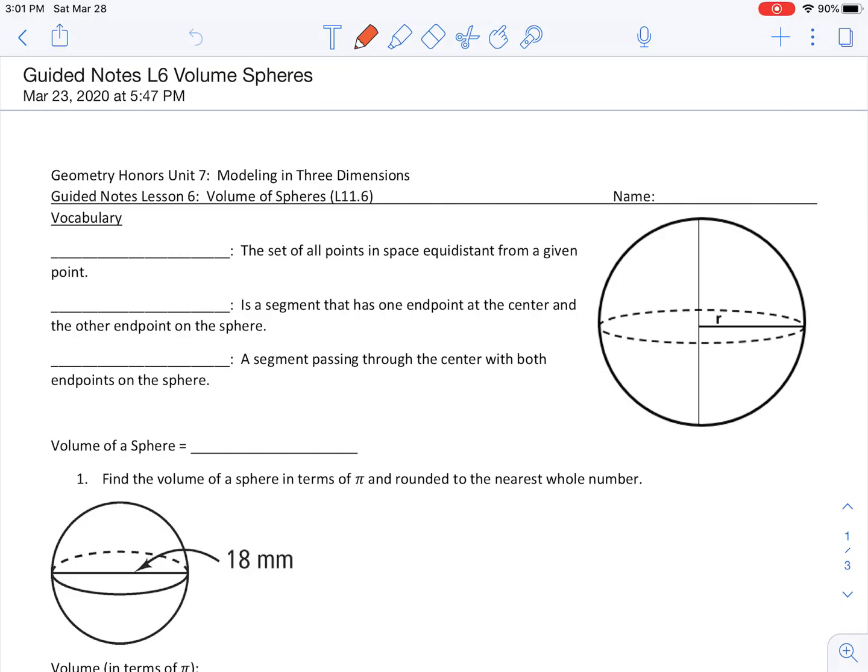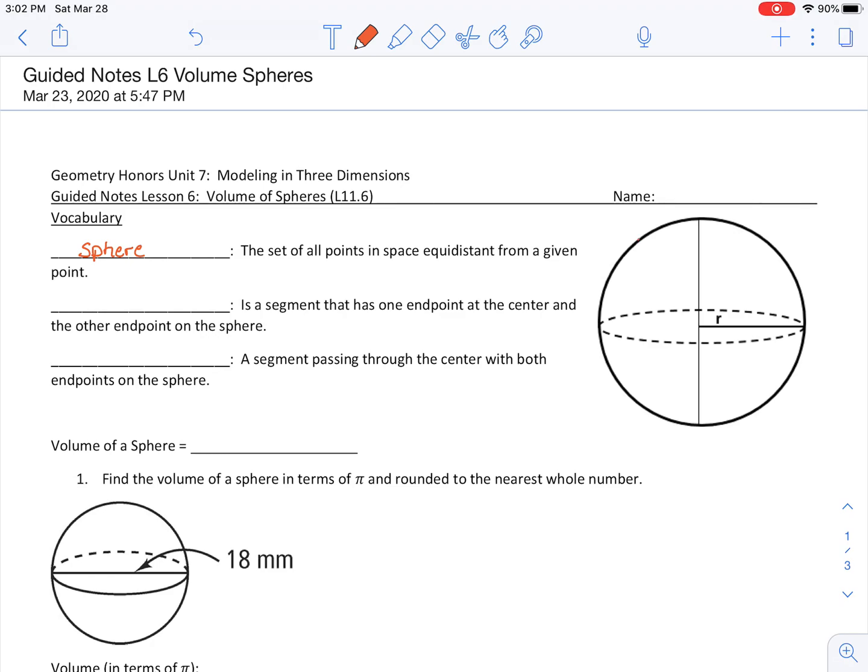Hi geometry students, you are watching lesson 6 guided notes videos for unit 7. Still talking about volume, just changing the shape up again. We are talking about spheres today. So in your notes on page 143, there's a place where you could follow along too.